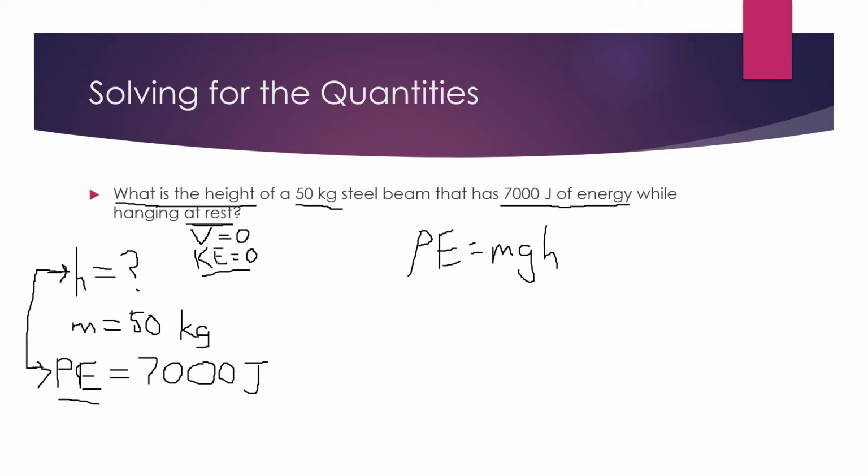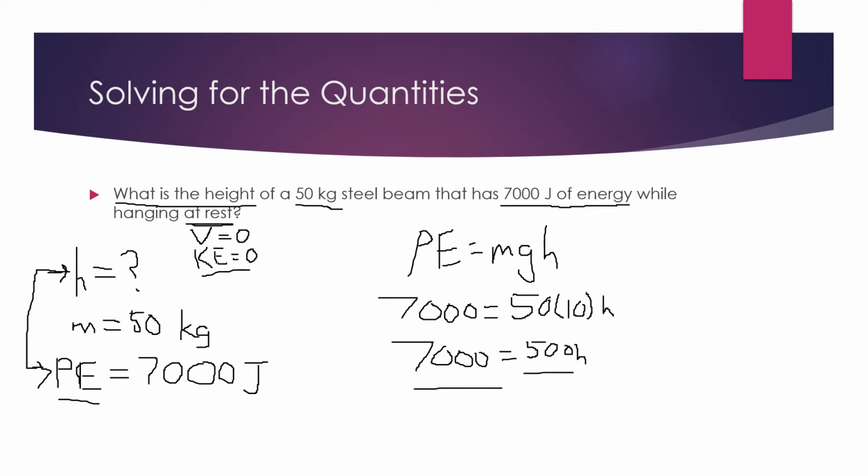Nice. Potential energy is 7,000 equals the mass is 50, the gravity is 10, and the height is question mark. Okay, let's do some math. 50 times 10. All right, so bring down the 7,000 again. 7,000 equals 500h. Oh, I got this. I'm going to divide both sides by 500.